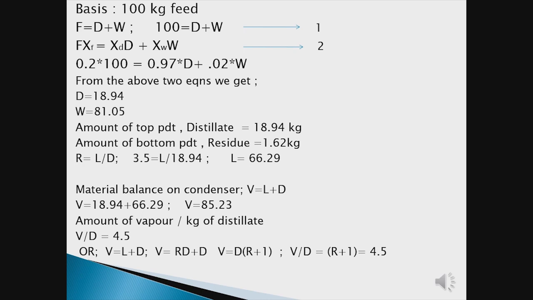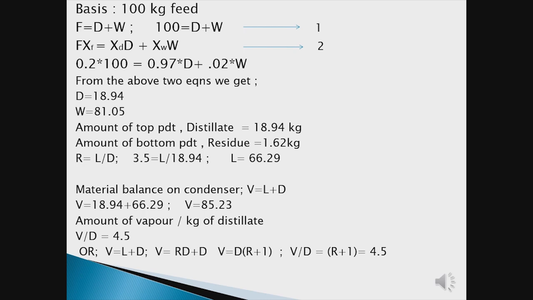We know what a reflux ratio is, right? We have already learned it in the previous slides. What is a reflux ratio? It is the amount of liquid refluxed divided by the amount of the distillate. So R equal to L by D, and it is given that the reflux ratio is equal to 3.5. Substituting for D and R, we get 3.5 is equal to L by 18.94, and L equal to 66.29. That is the amount of liquid refluxed.